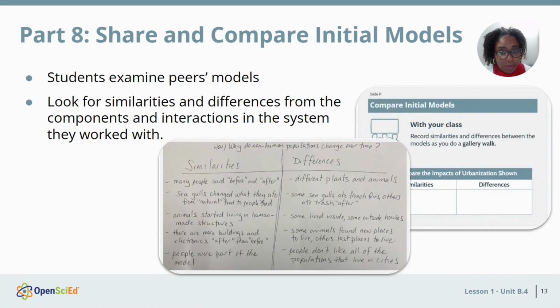The next key moment takes place at part 8, where our students will share and compare their initial models. So students will perform a gallery walk where they examine their peer models, and they're looking for similarities and differences from the components and interactions in the system. And they're going to use that information to compare what's similar and what's different between their models.